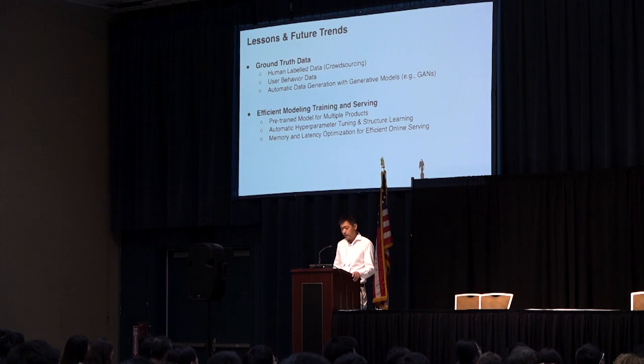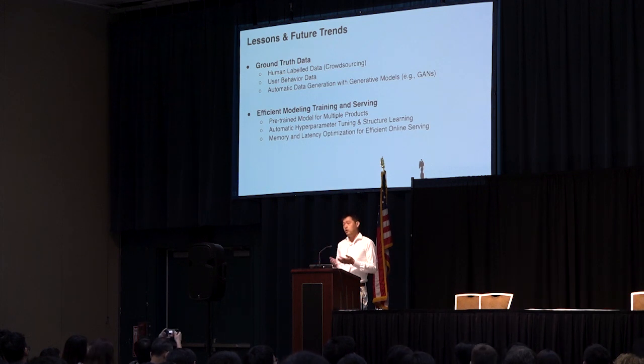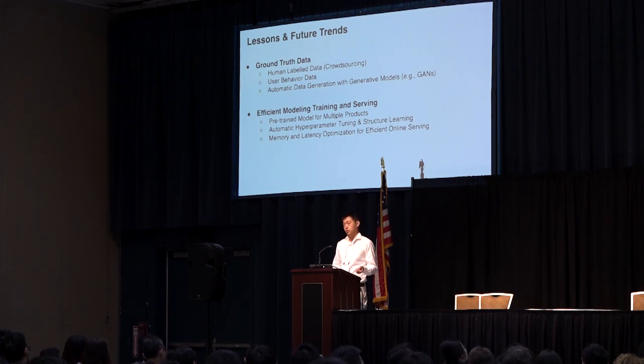Then, training and serving. We have many different research products. How do we make sure we can leverage the data from different research products to pre-train the model even before we launch a product? That would be pretty cool. There's also always hyperparameter tuning and structural learning, which is always a challenge with such a complex modeling system and serving system.